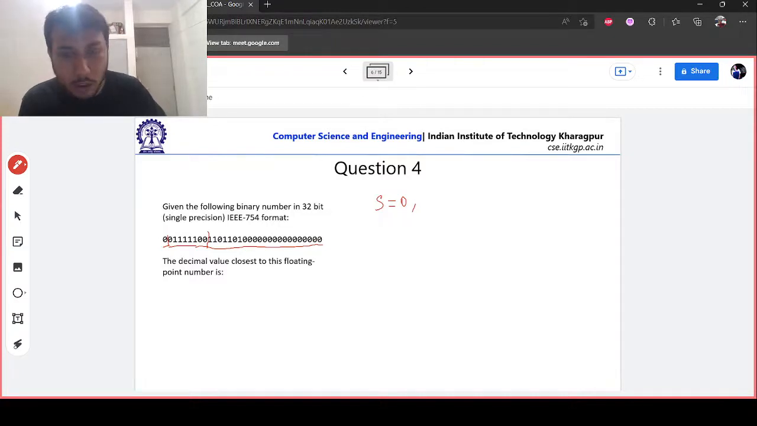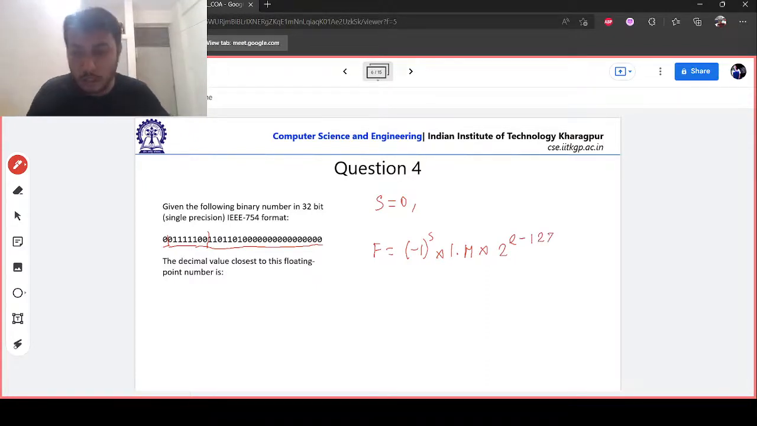Now we all know how the floating point number is represented. In IEEE 754, it is represented as minus 1 to the power of s into 1 dot m into 2 to the power of e minus 127.